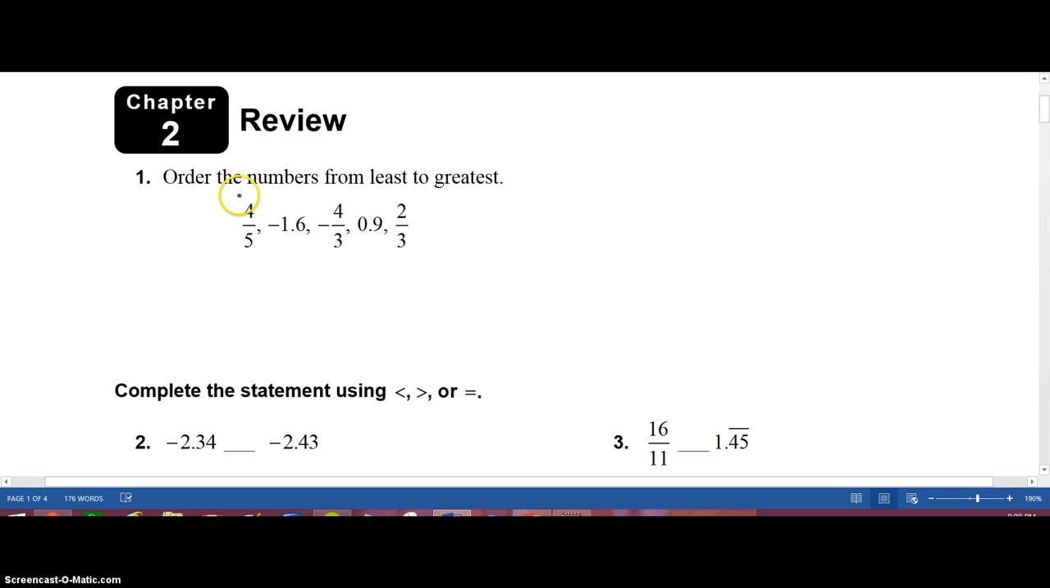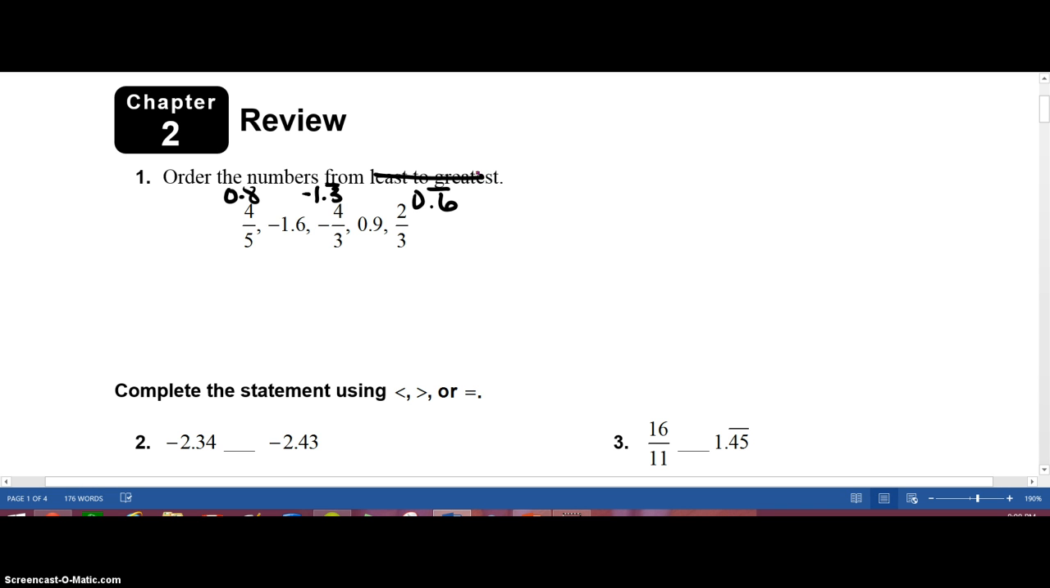So 4/5 is 8/10, so 0.8. Negative 1.6 is already in decimal form. Negative 4/3 is negative 1.3 repeating. 0.9, and then 2/3 is 0.6 repeating. So now I want to order these from least to greatest.